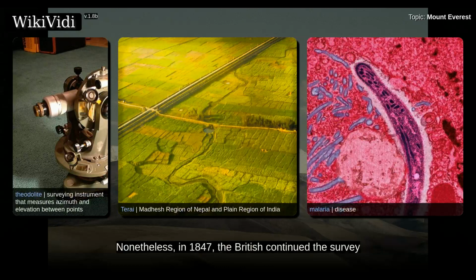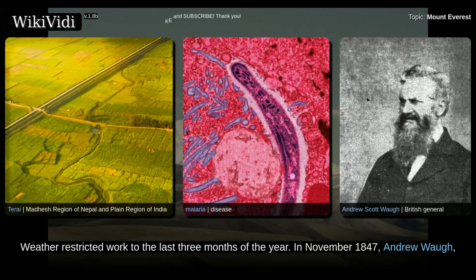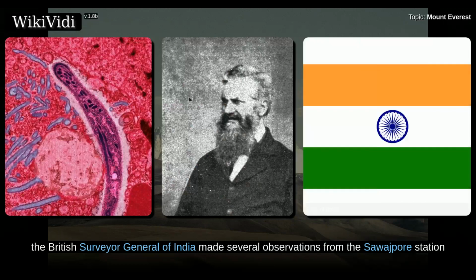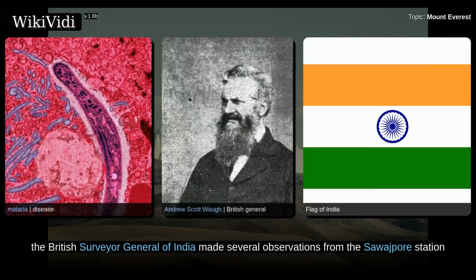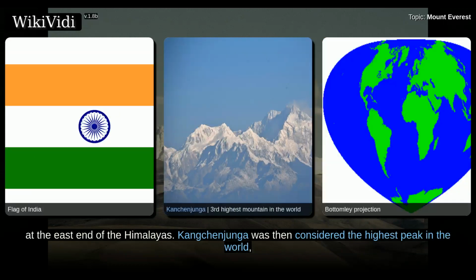Nonetheless, in 1847, the British continued the survey and began detailed observations of the Himalayan peaks from observation stations up to distant, weather-restricted work to the last 3 months of the year. In November 1847, Andrew Waugh, the British Surveyor General of India, made several observations from the Sewajpur station at the east end of the Himalayas.